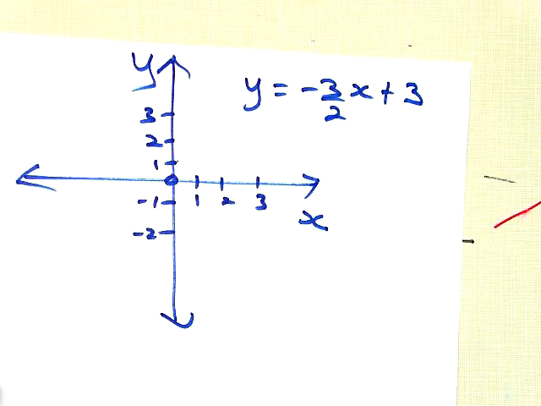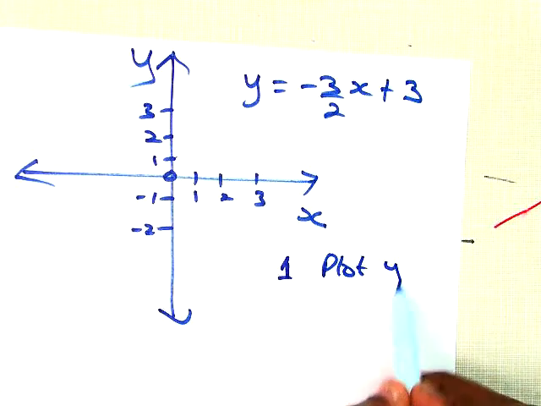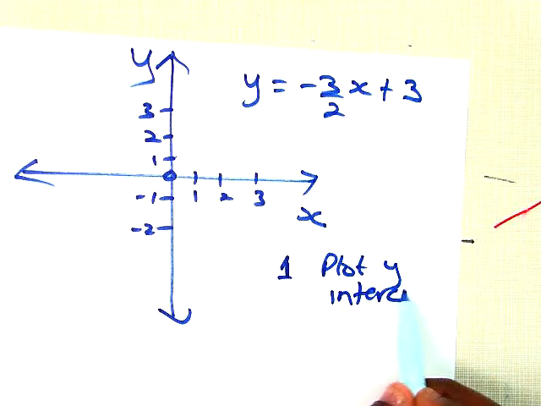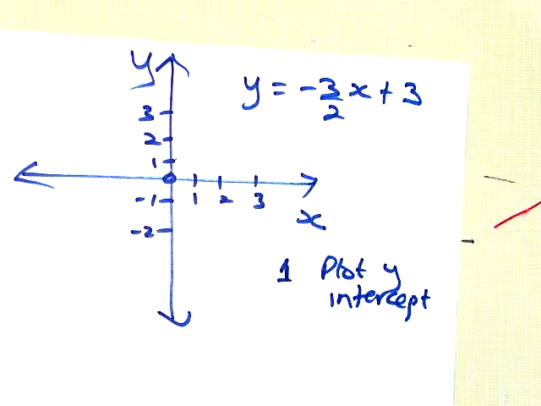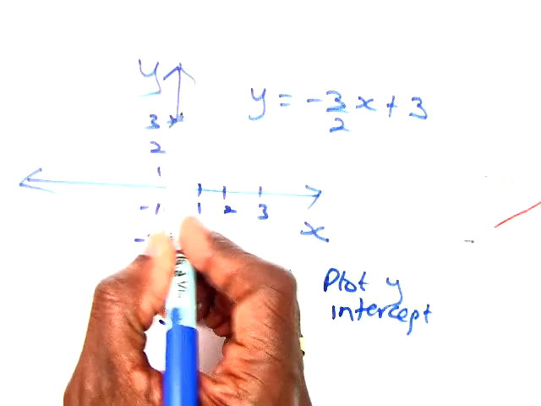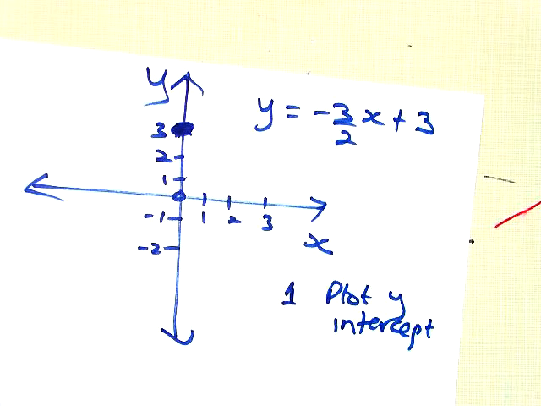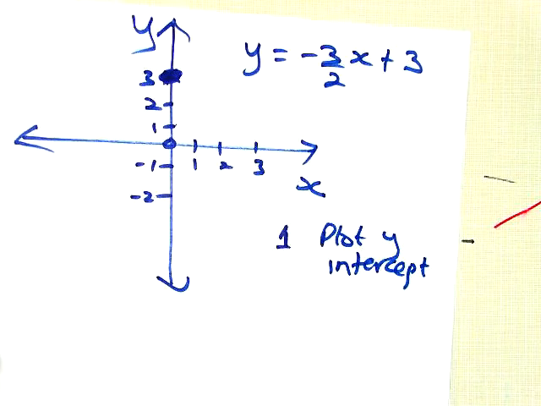Okay, so step number 1 is to first plot the y-intercept. And the y-intercept in this case is 3. So I have 1 point. So I'm going to plot my first point right there at 3. And all I need now is a second point to make my graph.